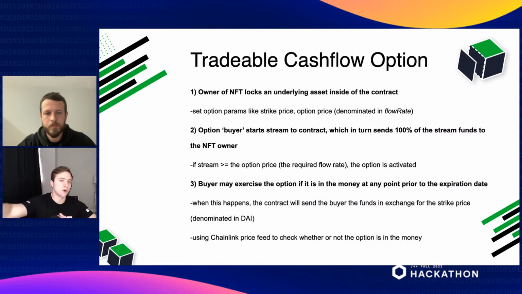So we'll get into some code here in a second, but I want to go over what this cash flow option is going to have in terms of a few key things, right? So it's going to have an owner who locks an underlying asset inside of the contract. We'll have a function that they can call to set option parameters like the strike price, option price, and also the expiration date. The option price is going to be denominated in a Superfluid flow rate. So the amount of tokens per second that the buyer needs to send to this contract to keep the option open.